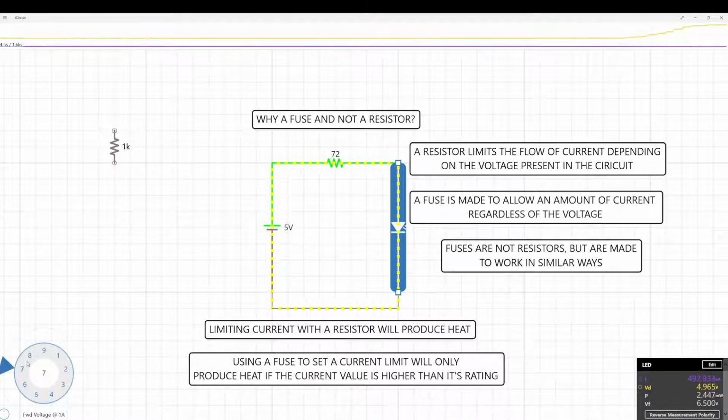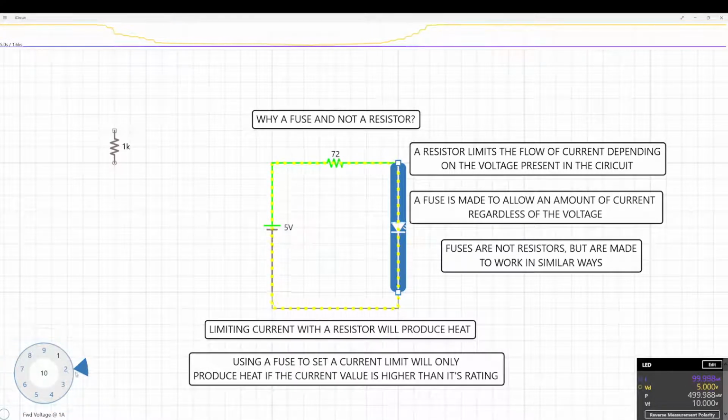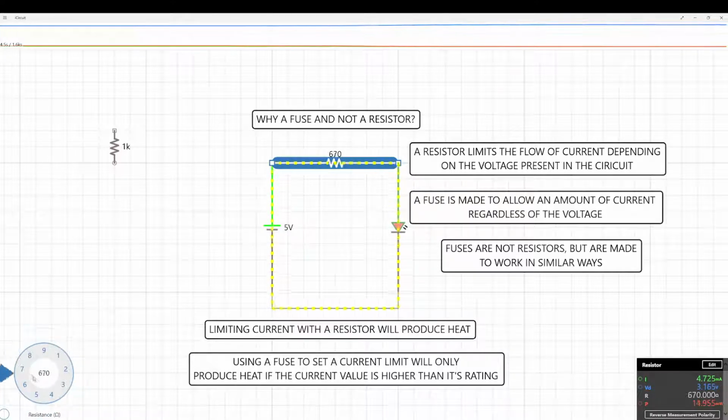So let's go back up to our 220. Okay, the resistor. We need to crank back up to 220. So we get this back up to 220. It's been a long time since I used this program. So we're back down to our 14 milliamps.